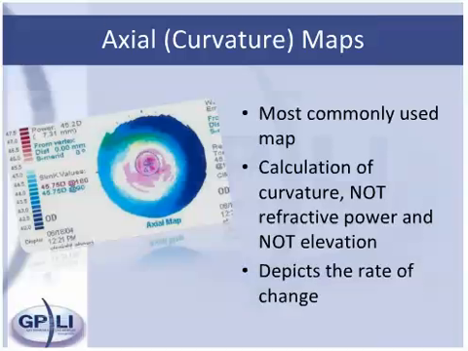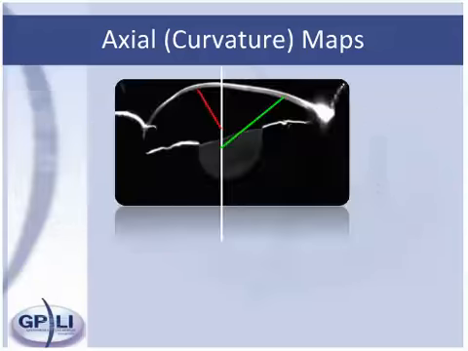The axial map is the most commonly used map. This is a calculation of curvature, not refractive power, and not elevation. In other words, this map depicts the rate of change. In axial maps, the radius close to the center of vision will have high accuracy. However, when you get to the periphery of the cornea, there is a general smoothing of the image, and more subtle changes cannot be picked up.